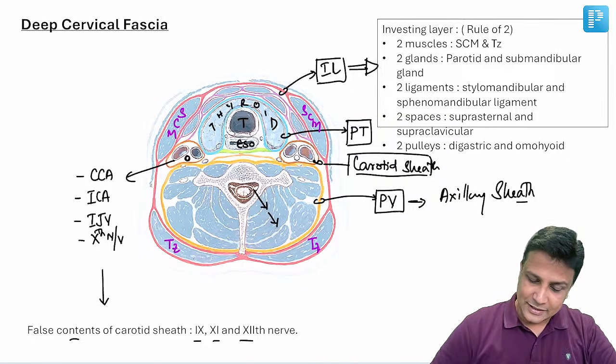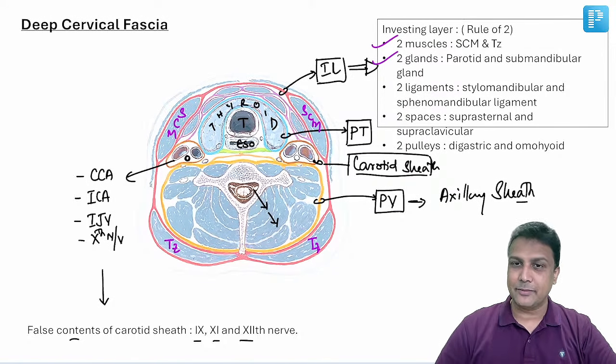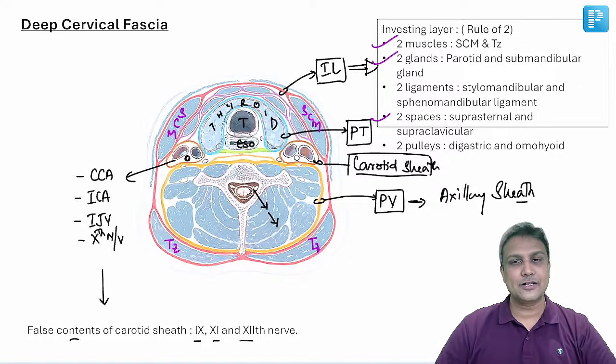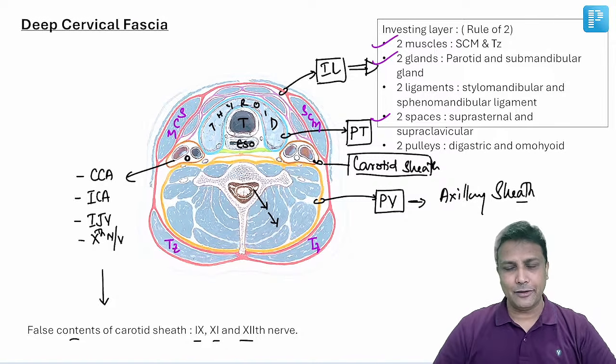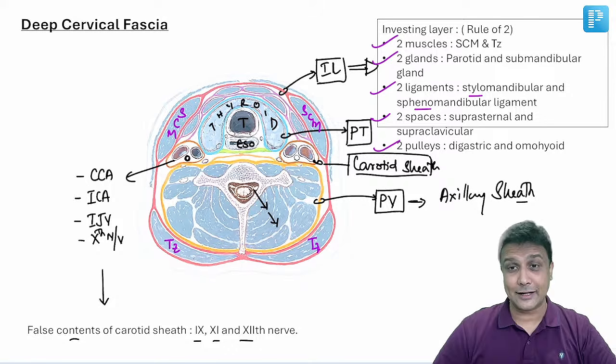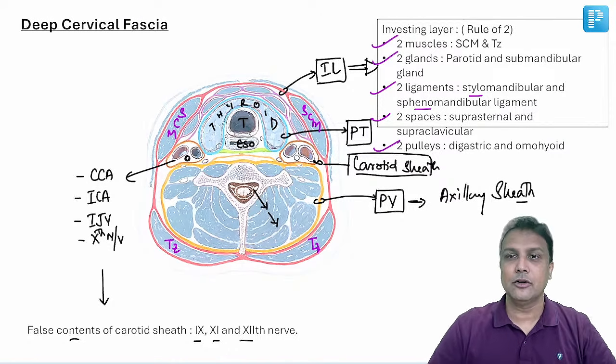So what are the two muscles it is enclosing? Sternocleidomastoid and trapezius. The two glands will be parotid and submandibular gland, and the two spaces below will be the suprasternal and supraclavicular. Apart from that, there will be two ligaments, that is stylomandibular and sphenomandibular, and then there will be two pulleys actually. There is one for the digastric muscle, the digastric pulley, and the omohyoid pulley.